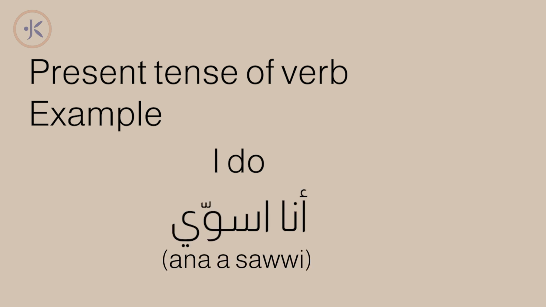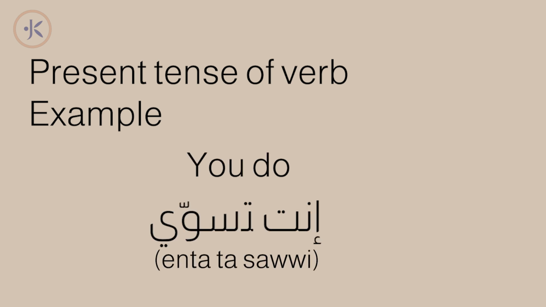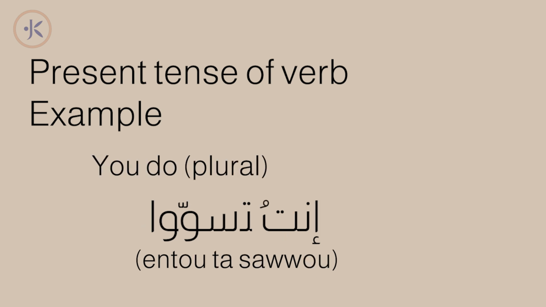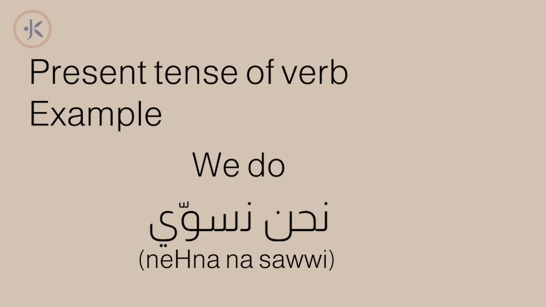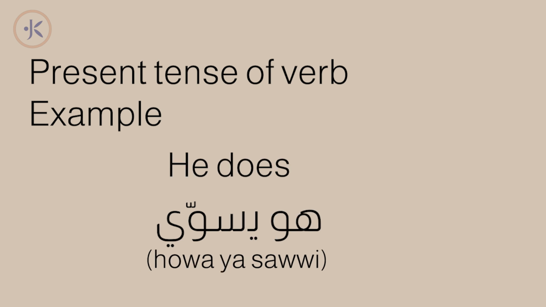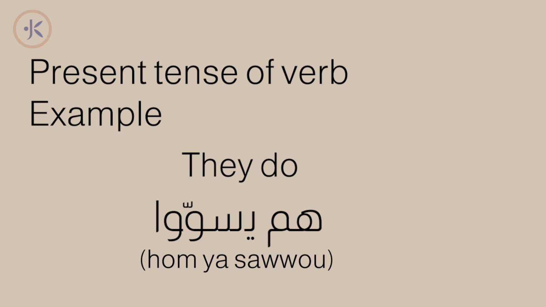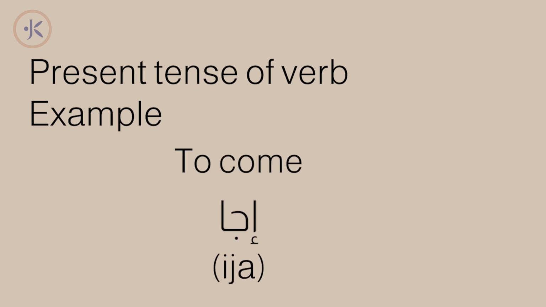أنا أسوي. أنت تسوي. أنتِ تسوي. أنتوا تسووا. نحن نسوي. هو يسوي. هي تسوي. هم يسووا. What I'm saying: I do, you do, you do, you do, we do, he does, she does, and they do. Same thing for the last verb, to come. إجا.